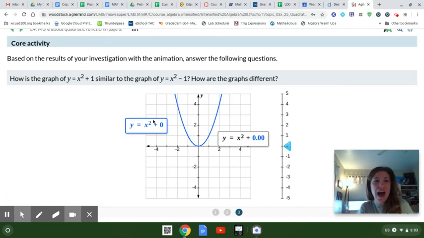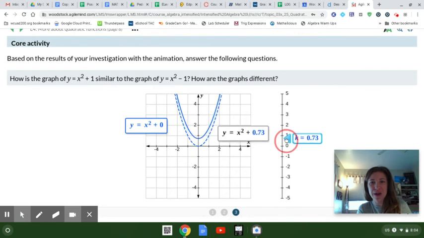So how is the graph of x squared plus 1 similar to the graph of x squared minus 1? And how are those graphs different? So we're going to do a little comparing and contrasting. Now, before I even adjust any graphs here, adding 1, subtracting 1, we know that does not change the line of symmetry down my parabola. It's not going to change where the middle of the parabola is. But adding 1 should shift my parabola up, and subtracting 1 should shift my parabola down.